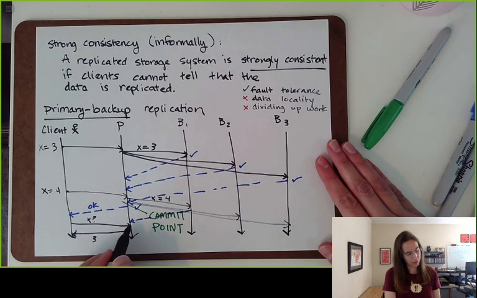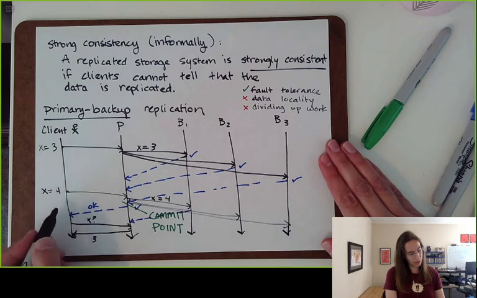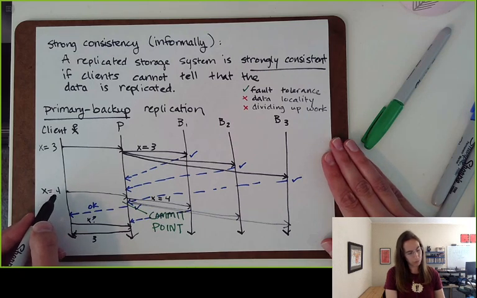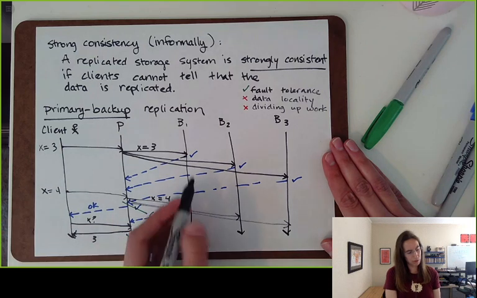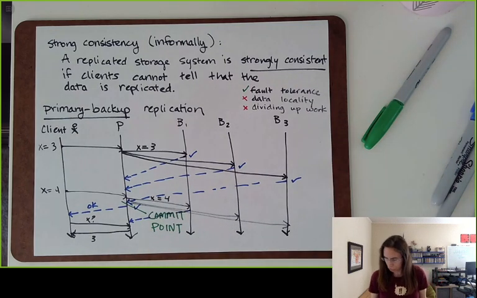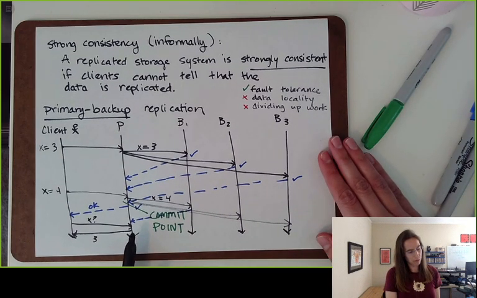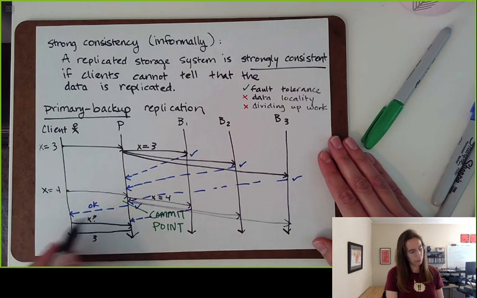Where the client is reading X, and there's this write where we wrote four before, but that write hasn't yet committed, and we haven't heard anything back about that second write committing yet. So if we were to do a read at this point from a backup that already knew that X was four, then our read would be reading from the future in some sense. When we read from the primary, we know that we're going to get whatever has been acknowledged, right?